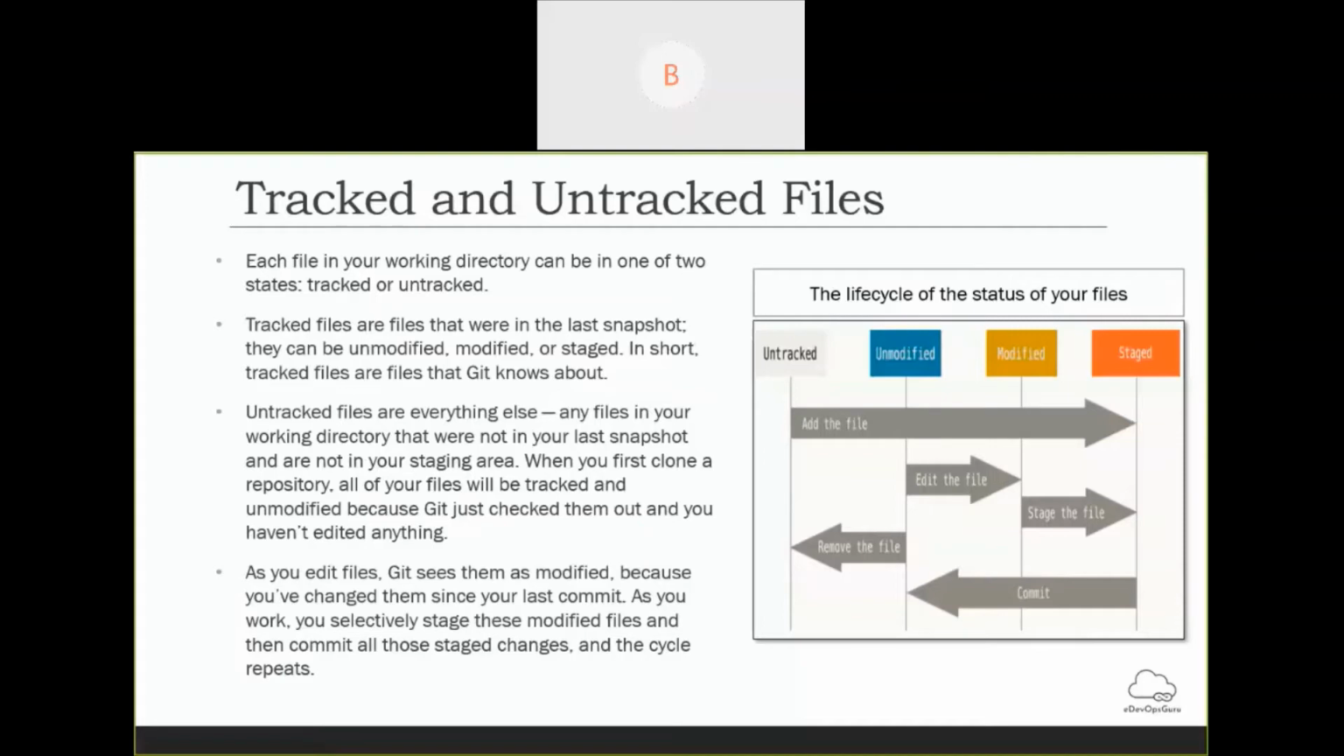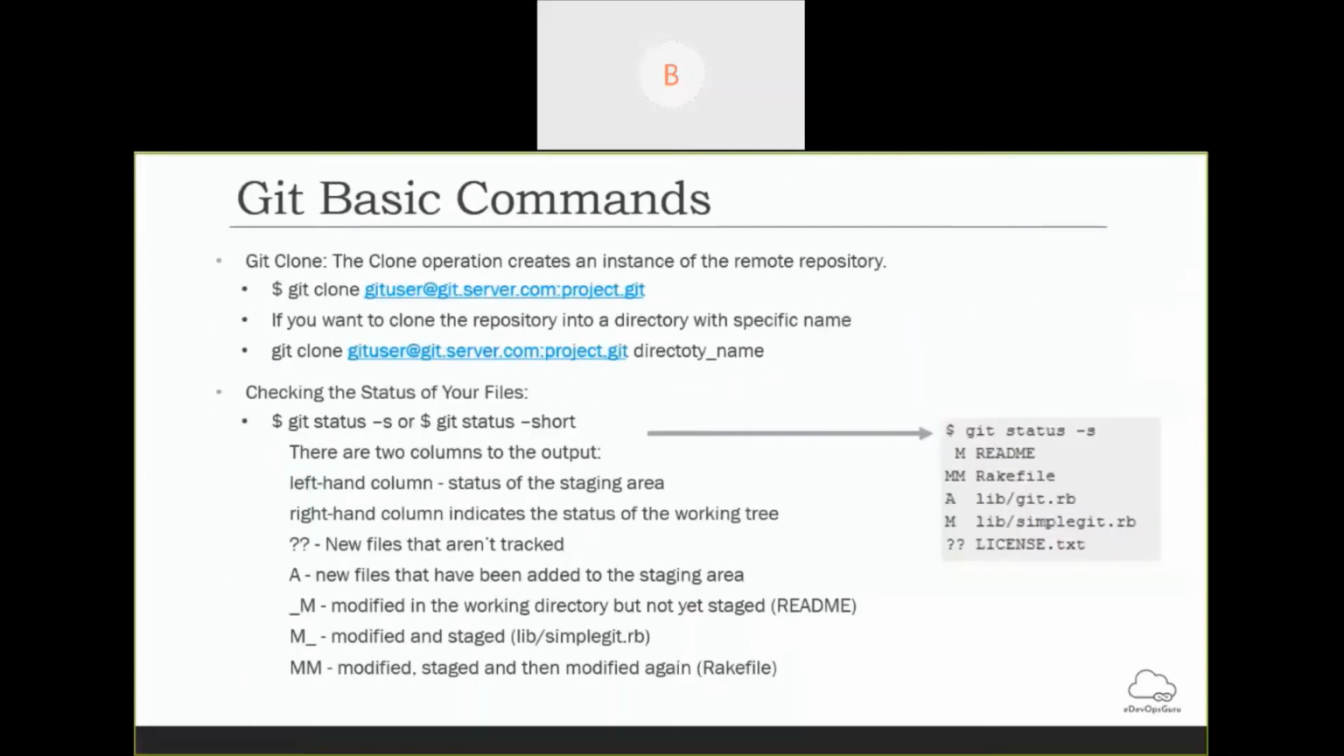Any file in your working directory that was not in your last snapshot and is not in your staging area is called an untracked file. What does the last snapshot mean? That is your last commit which Git knows. As you edit files, Git sees them as modified because you have changed them since your last commit. As you work, you selectively stage these modified files and then commit all those staged changes, and the cycle repeats.